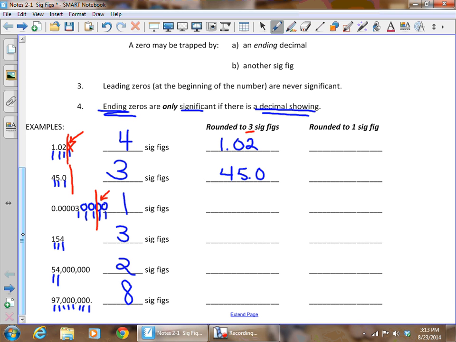I can simply write my number value 0.00003 and tack those two zeros on the end, and I now have my 3 sig fig rounded value. The next number is also easy since it only has 3 sig figs in it. I don't have to worry about rounding, dropping, anything else. I can just write down the 154.